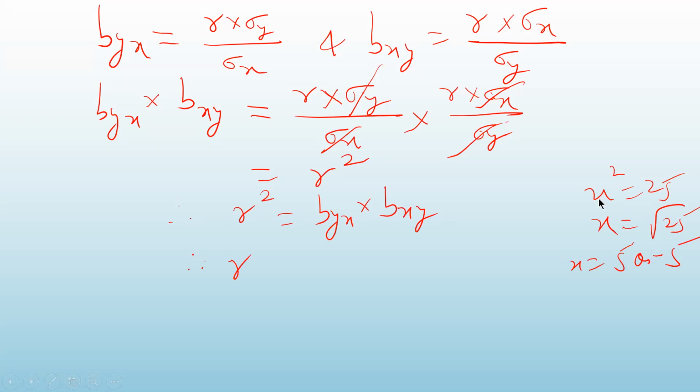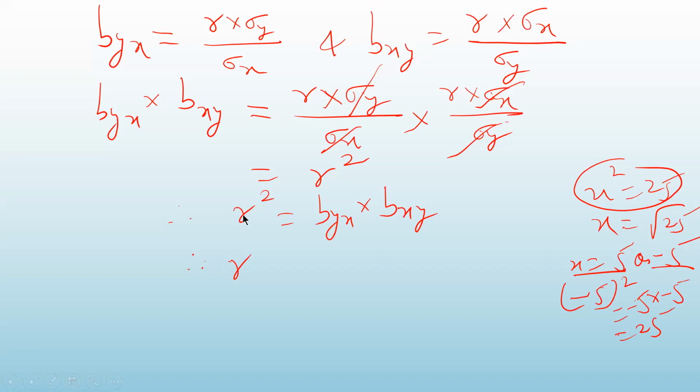Put here x equal to 5, 5 square is 25. And when you put x equal to minus 5, then also you get 25. Minus 5 square is minus 5 into minus 5. Minus into minus will be plus, so you will get 25. So x square equal to 25, so the values of x will be two values: 5 and minus 5. So when you take the square root, you take both the signs.